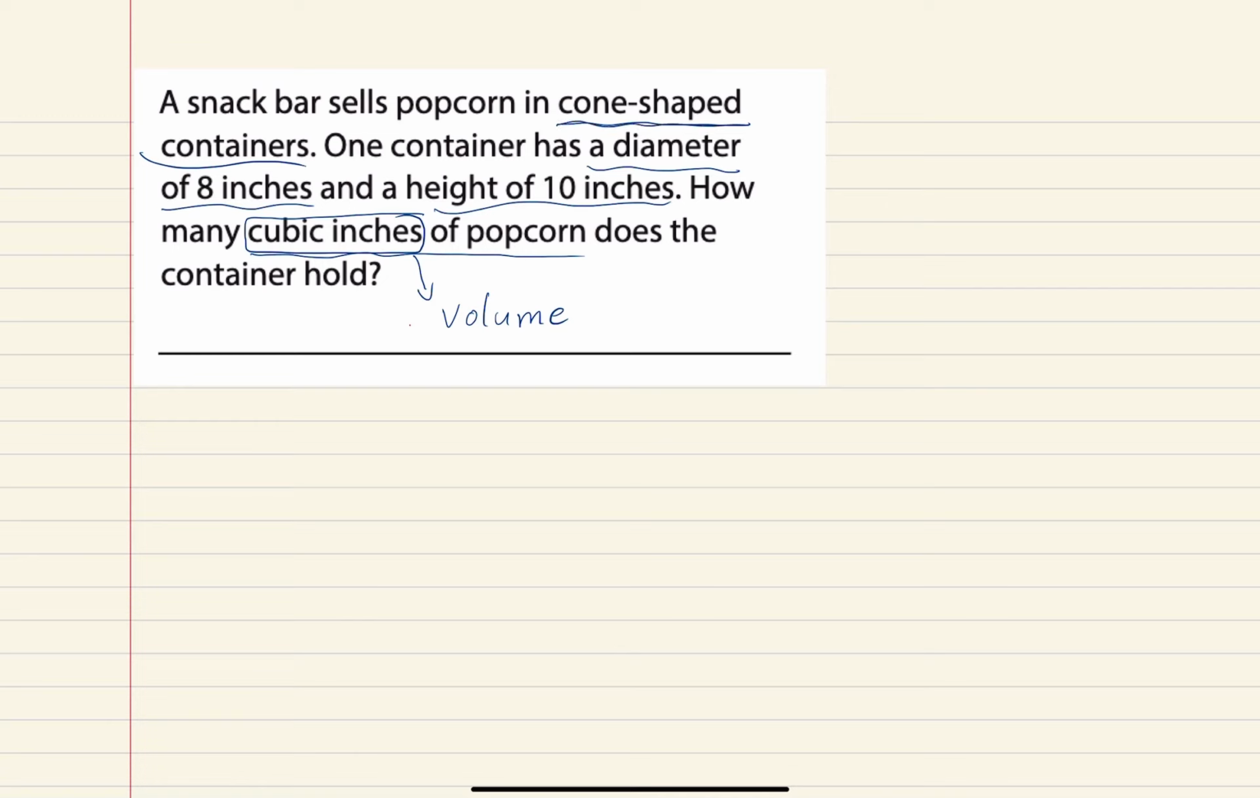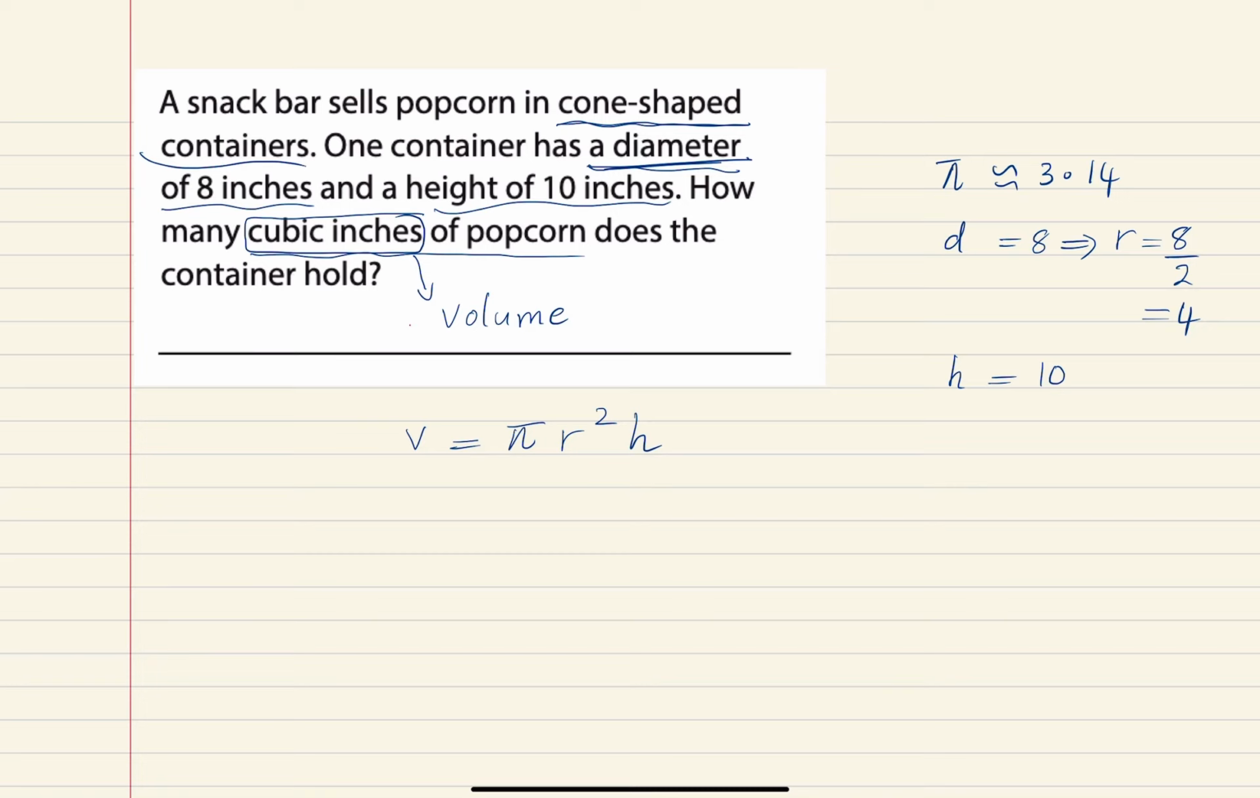So let's find the volume. Here it says that it is a cone-shaped container. So volume of cone is what? Volume of cone is pi r square h divided by 3. So let's identify what is r and h. Pi, we know that it is approximately 3.14. Here what is given? Diameter is given as 8 inches. So diameter is 8, which means what is radius? Half of it, 8 divided by 2, which will be 4. Then h is given as 10 inches.